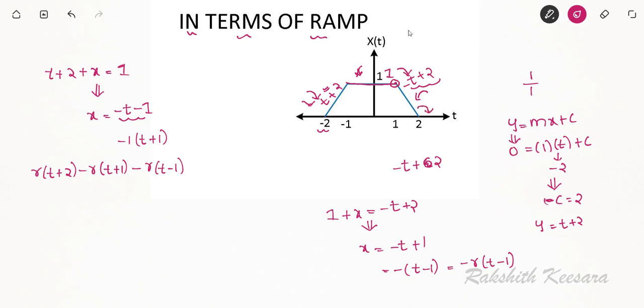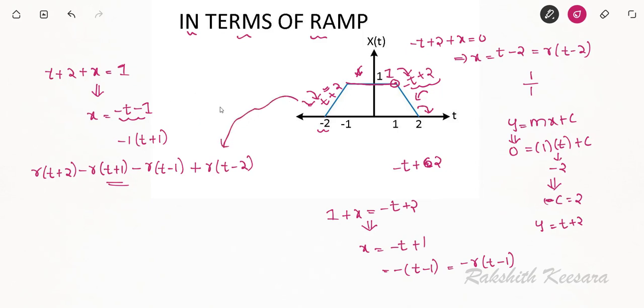So minus t plus 2 plus x is equal to 0. From this, x will be t minus 2, or r of t minus 2. So for this, I should again add r of t minus 2. Hence my signal is completed. I expressed the signal in terms of ramp. This is the procedure you should follow.